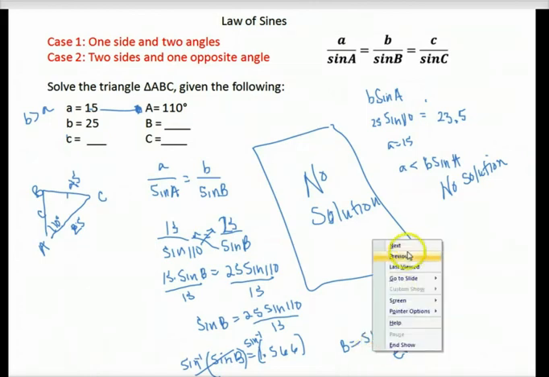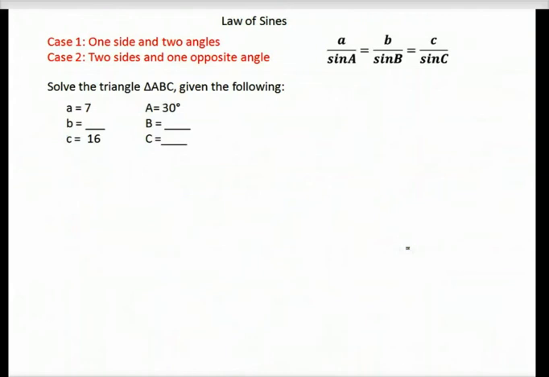We're going to do another one. So we'll go through all 3 ways again. Again, this is your options. Whatever you prefer is going to work out. Again, we're dealing with case 2, where we have 2 sides and the angle opposite one of those 2 sides.